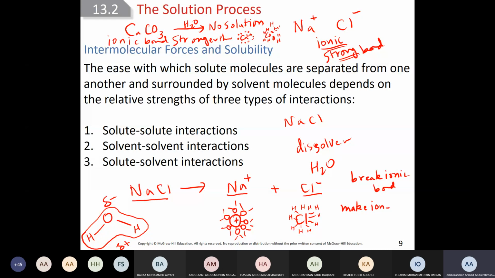Ion dipole. Ion dipole interaction. Why does NaCl dissolve in water? Because the ion dipole interaction is stronger than the ionic bond. Clear? While for calcium carbonate, the ion dipole bonds are weaker than the ionic bond. That's the only reason. Did you understand? Yes, thank you, Doctor.